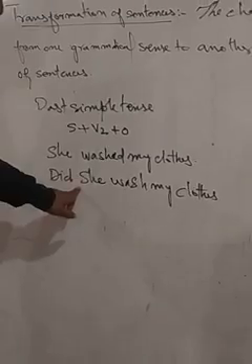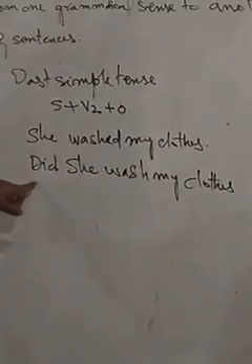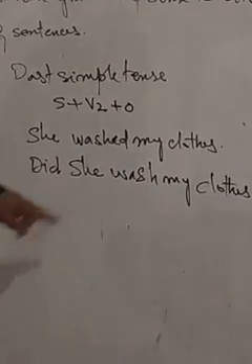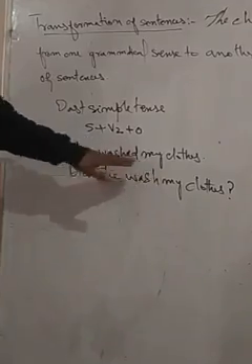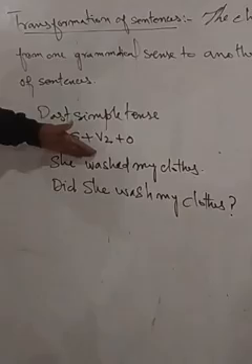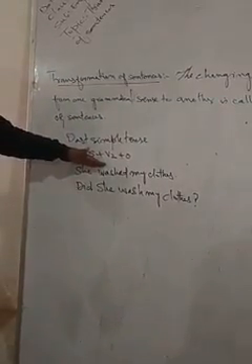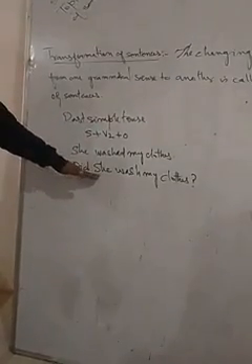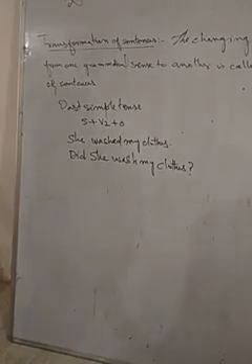Now it became an interrogative sentence. And as you may know, every interrogative sentence has a question mark at the end. Did she wash my clothes? She washed my clothes is a positive sentence. Using the auxiliary verb did, I changed the grammatical sense of this positive sentence into interrogative. Did she wash my clothes is an interrogative sentence.